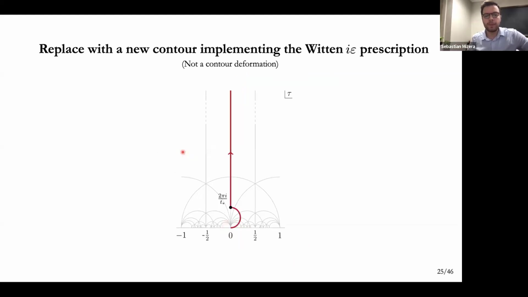Okay, so long story short, let me just tell you what is the new integration contour, which we claim implements the Witten I epsilon prescription. The new integration contour is going to be modified in the neighborhood of the origin, and it's going to approach the origin from the right-hand side at some angle.